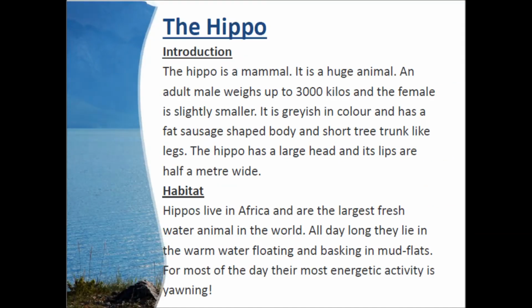So here's the introduction. The hippo is a mammal. It is a huge animal. An adult male weighs up to 3,000 kilos, and the female is slightly smaller. It is greyish in colour and has a fat, sausage-shaped body and short, tree trunk-like legs. The hippo has a large head, and its lips are 0.5 metre wide. Wow. Habitat. So there's the title, introduction.